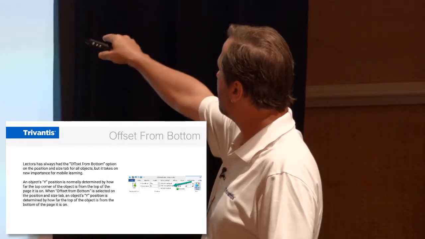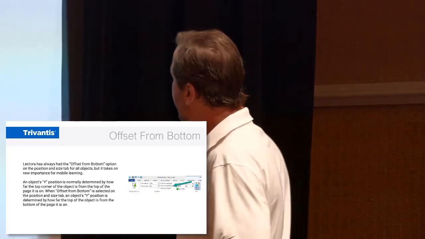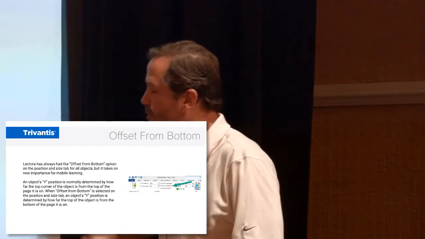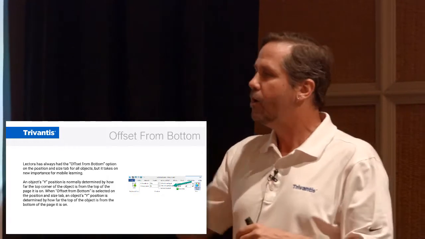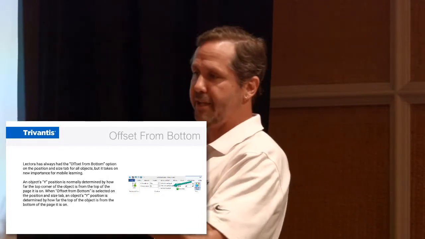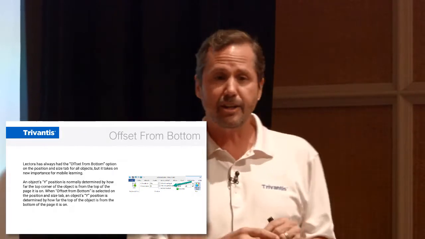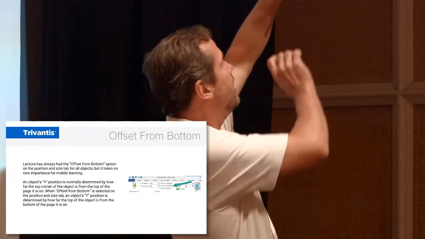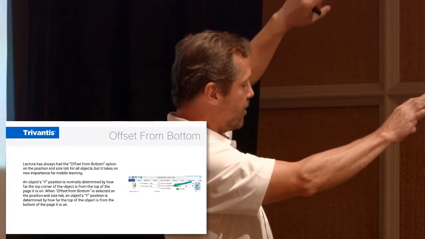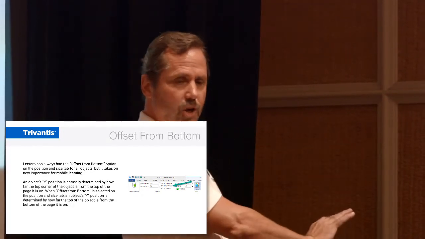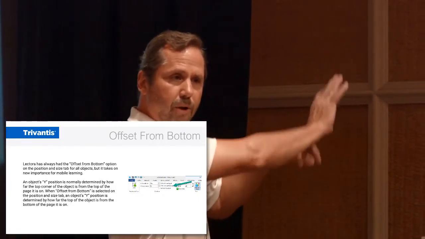It's on the properties of the object. You go in, and all you need to do is check offset from bottom, and then what we call the Y coordinate will be how many pixels from the bottom it is, not from the top it is. Normally when you add an image in, it bases 0, 0 on the top left corner, right? So whatever your position is, it's based on that top left corner. When it's from bottom, it's based on here.